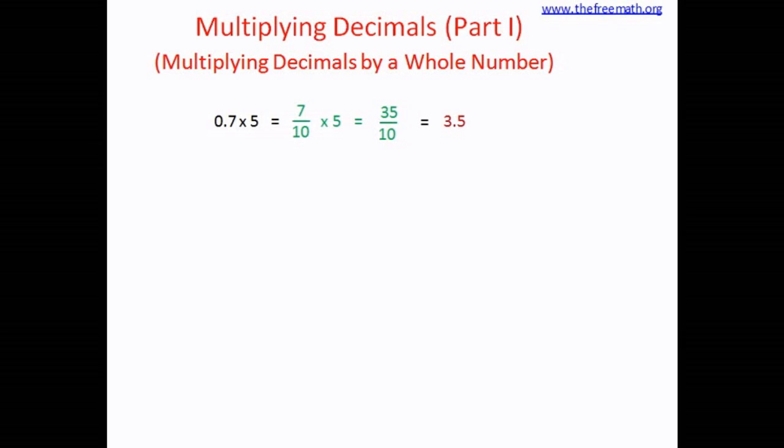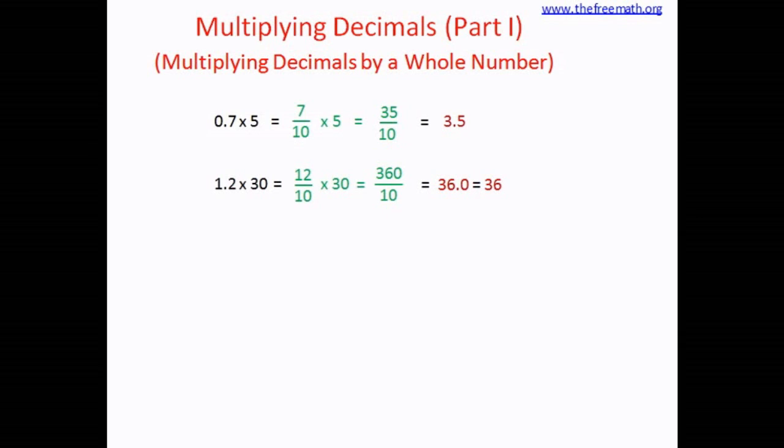Let's consider another example. 1.2 multiplied by 30. Again, let's follow the same steps. This equals 12/10 multiplied by 30, which is equal to 12 3s are 36. So 12 multiplied by 30 equals 360. So the product is 360/10, which is equal to 36.0. That means 36.